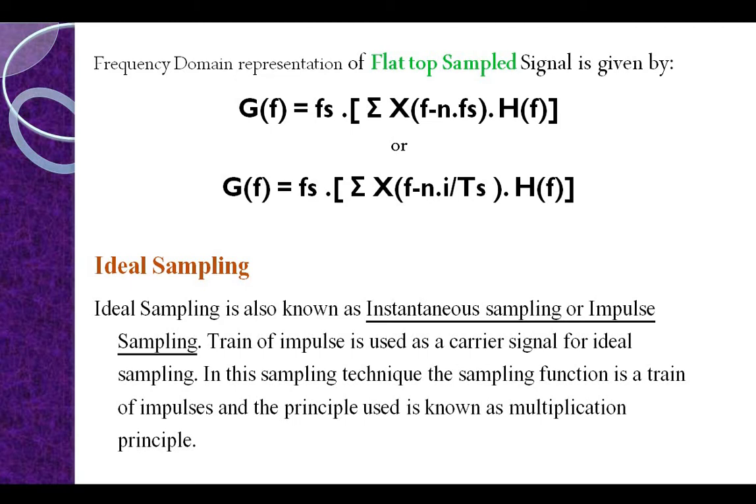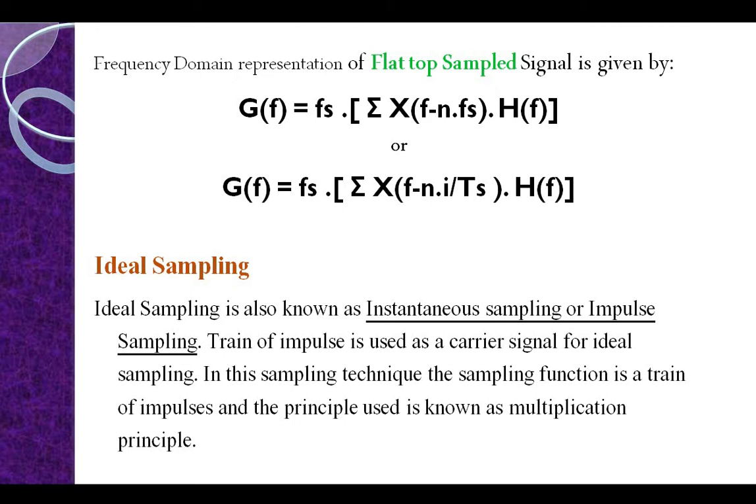Ideal sampling can also be called instantaneous sampling, which uses the principle of only multiplication. It just multiplies your message signal and the train of pulses of your carrier signal. This is called ideal sampling. Sampling means you have to convert your continuous time signal into a discrete time signal, correct? In that, you have three techniques: ideal, natural and flat top.